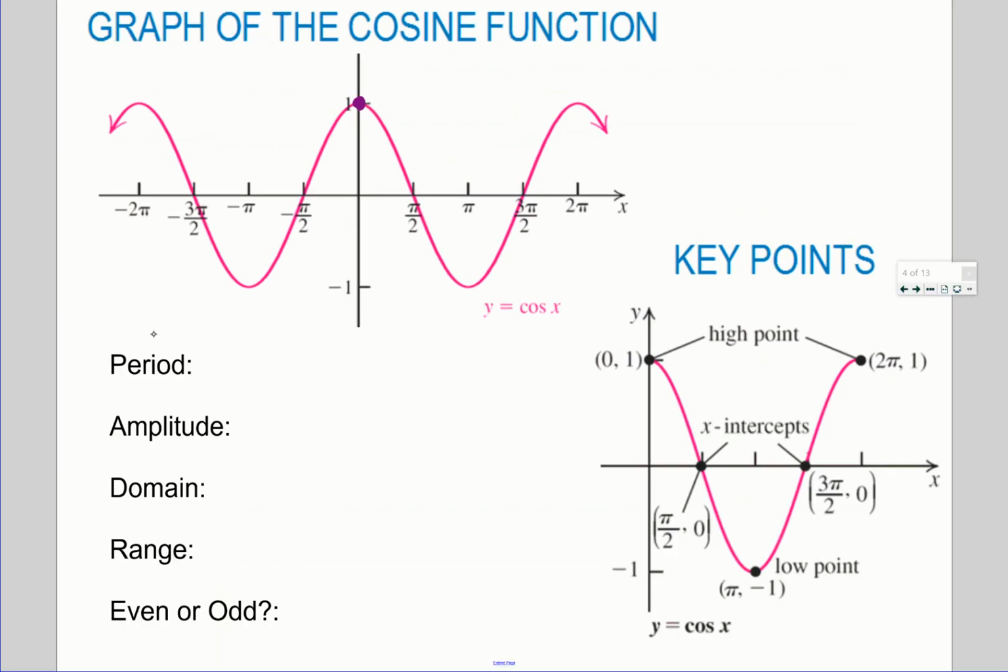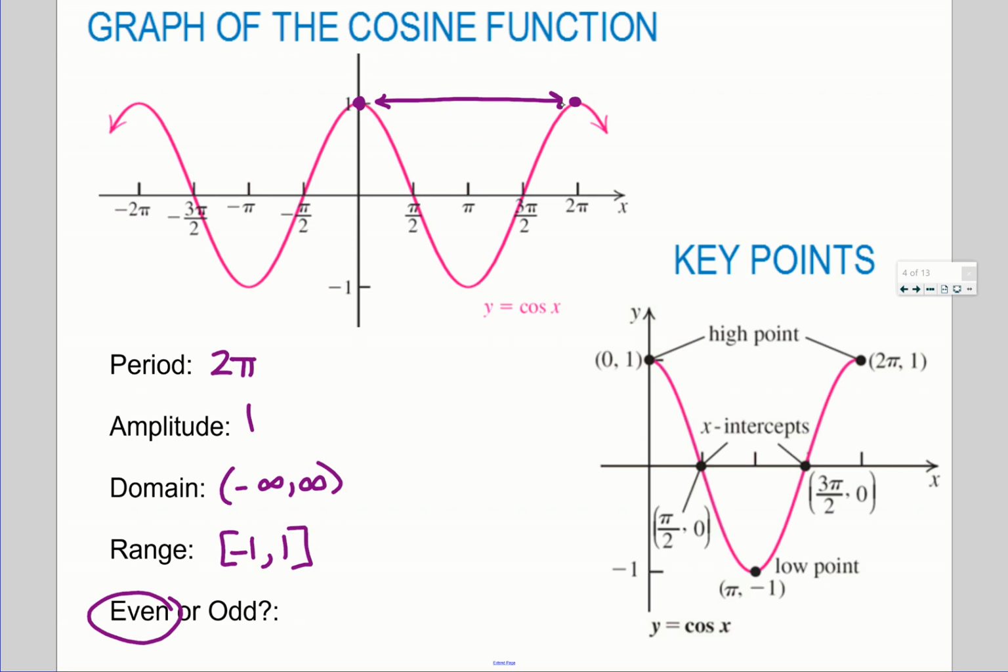Let's see. All right, what'd you get for period? 2 pi again. Amplitude, domain, all reals, range, -1 to 1, even, odd, neither. This one is even, symmetric to the y-axis. The period here, I think it's easier for the cosine function to see a full shape. You just start at the peak, go all the way down and back to the top.